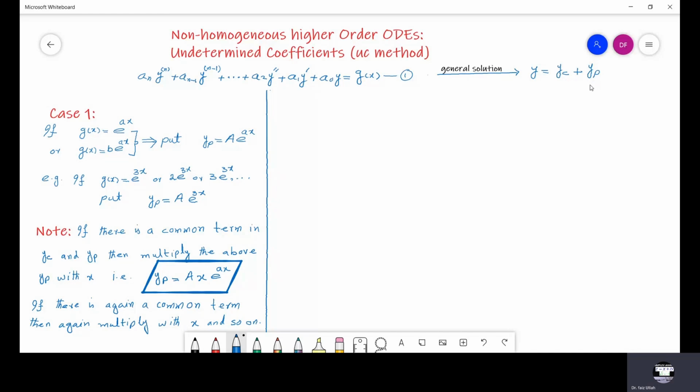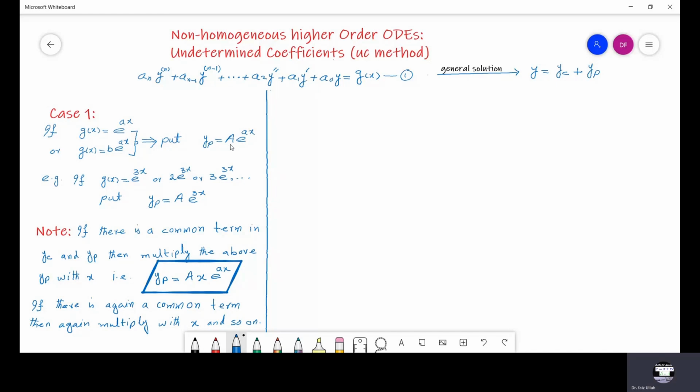It means that for different values of g of x, we have different values of yp. So in this lecture, we shall study different cases to find the value of yp with the method of undetermined coefficients. Let us start from case number 1. If g of x is equal to e power ax, a is any real number, we shall put yp is equal to a e power ax in the given question. And then we shall simplify to obtain the value of a.